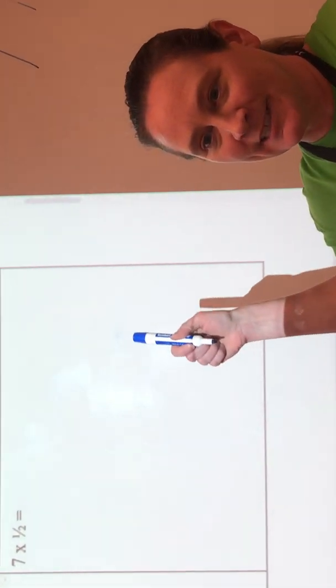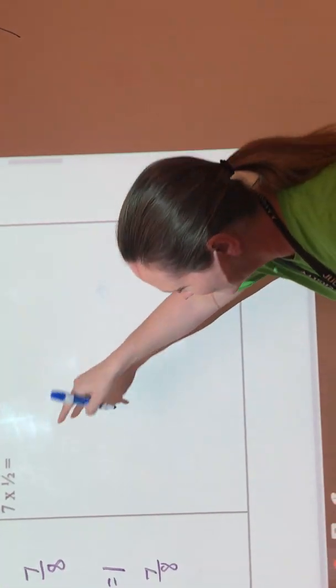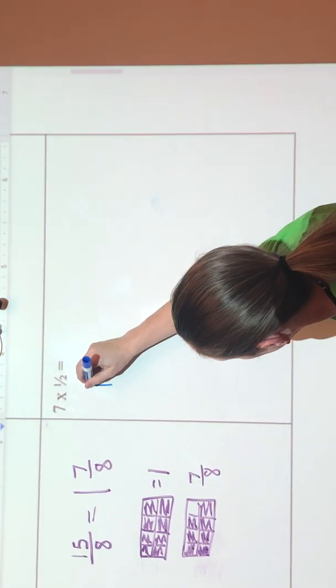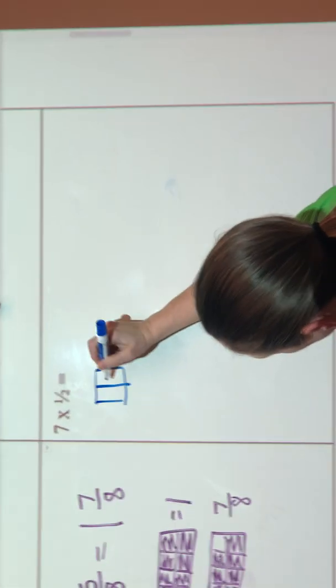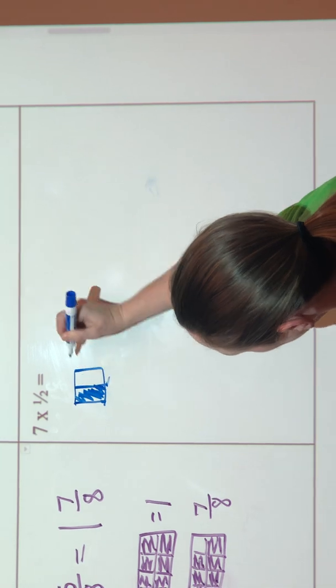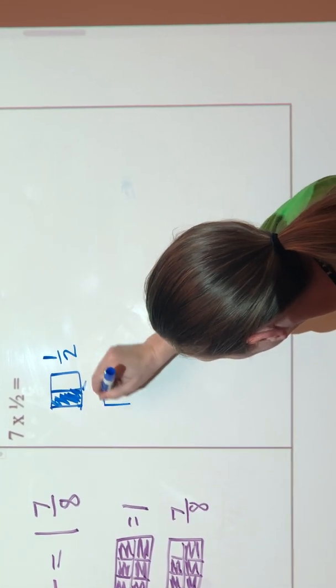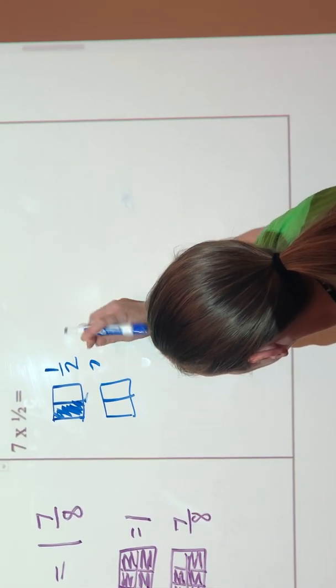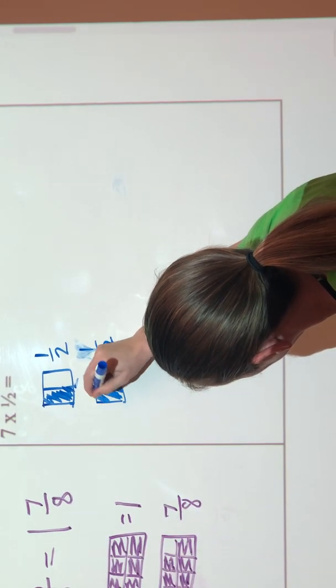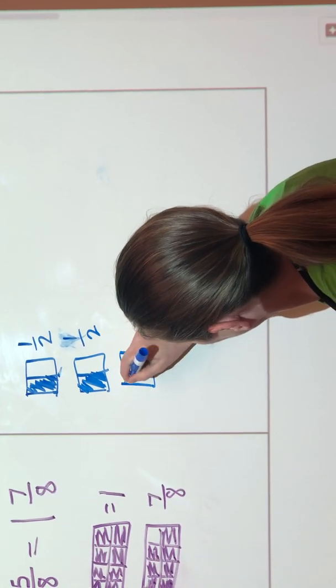Okay, so we're going to use the same strategies that Mr. Wyeth did. We have 7 groups of 1/2. So again, I'm going to go ahead and draw some squares. So this would be my first group of 1/2, my second group of 1/2, my third group.